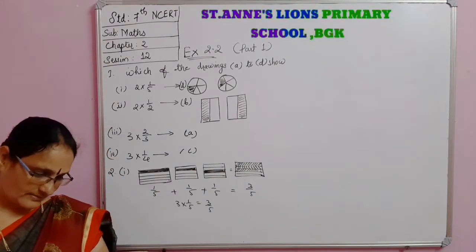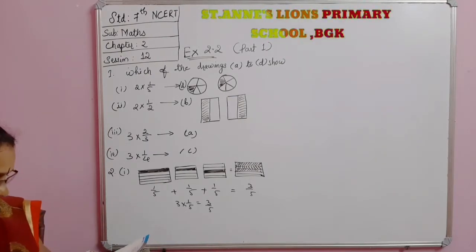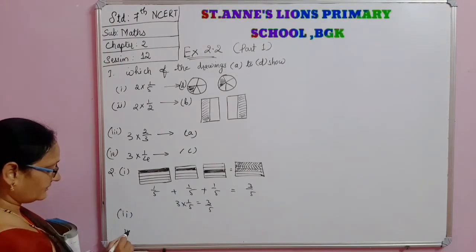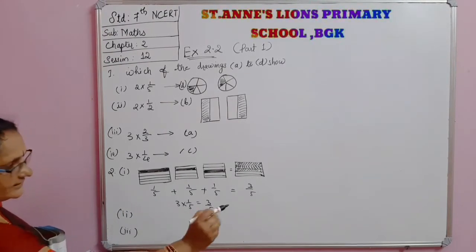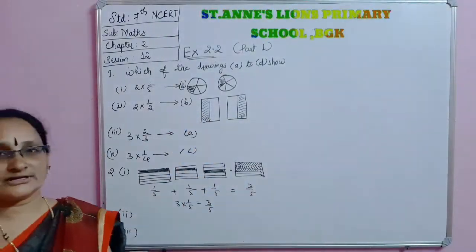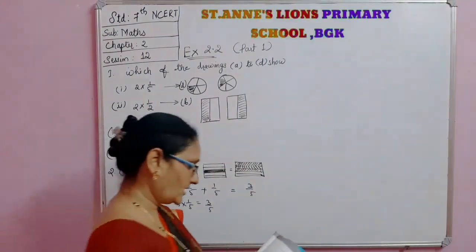2 into 1 by 3 is there. 3 into 3 by 4 is there. You have to do the second and third the same way. You have to do it neatly in the fair note only. Exercise you have to take in the fair note only. This is second main. Now the third main.